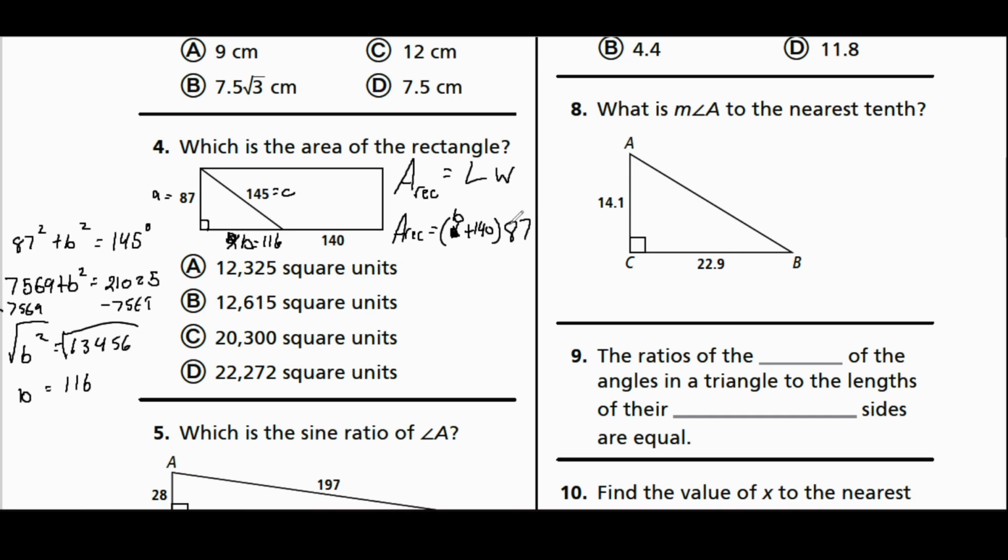So if I come back into here where I've set up for the area of the rectangle, I have now, through substitution, 116 plus 140 times 87. That's going to give me my area of the rectangle. And that is just going to be 256 times 87. And that leaves me with an answer of 22272.